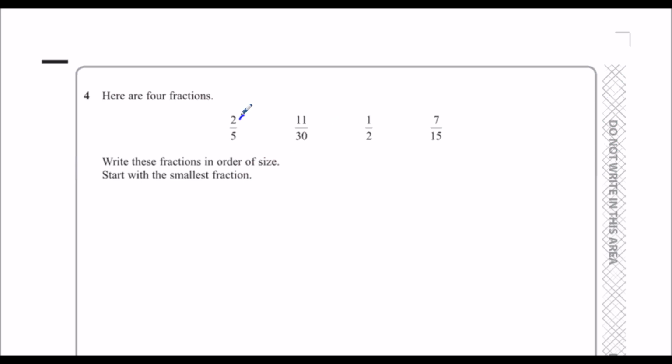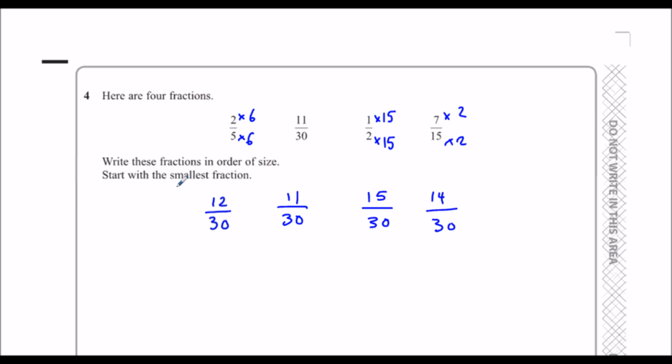For 2/5, we're going to times top and bottom. 5 times what makes 30? That's 6. So we'll times top and bottom by 6. 2 times what makes 30? That's 15. So times top and bottom by 15. And what times 15 makes 30? That's 2. So we're going to make all of the denominators the same. So 2/5 is the same as 12 30ths. We've got 11 30ths. We've got 15 30ths. And we've got 14 30ths.